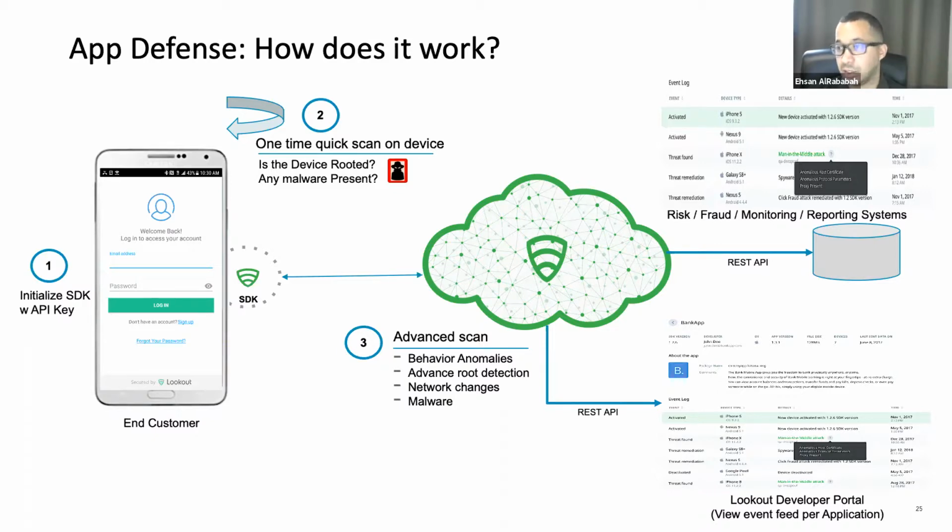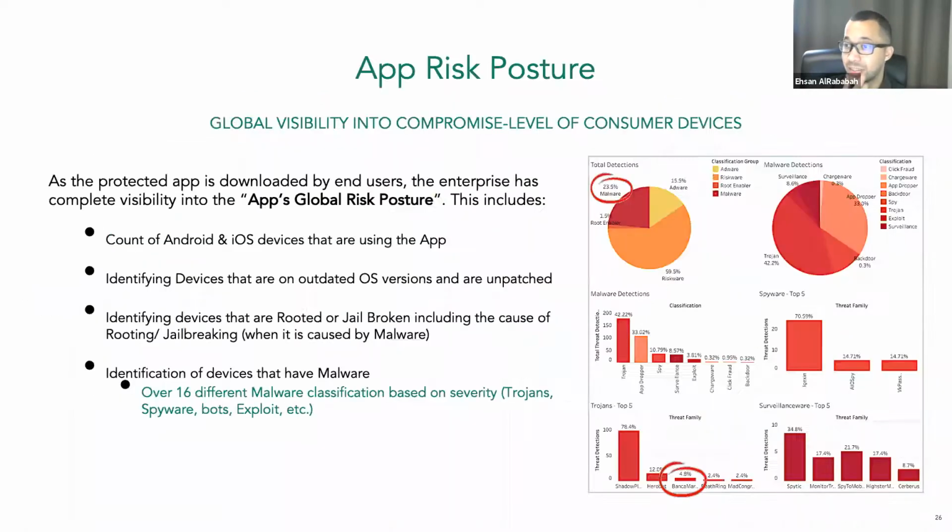The second remediation flow is from the Lookout backend system into the customer systems. You can consume the Lookout API in order to do correlation with fraud management, risk scoring engines, SIEM solutions, and such platforms. Now, as we said, one of the key components of Lookout App Defense is that you will get an app risk posture across the fleet that is running your application. So as you can see here, you will see some samples of the reports or visibility that you will get.